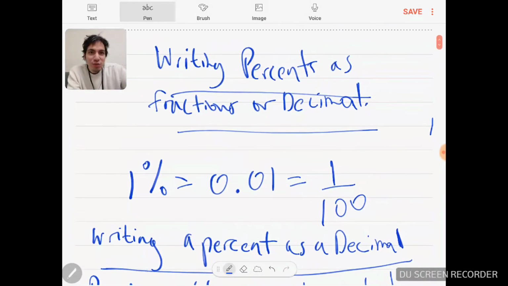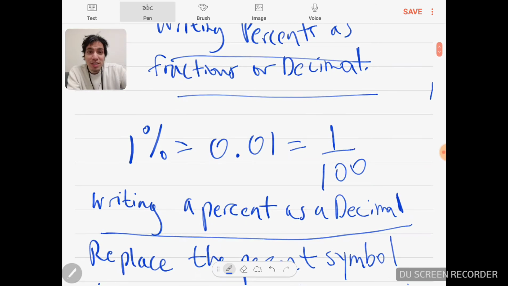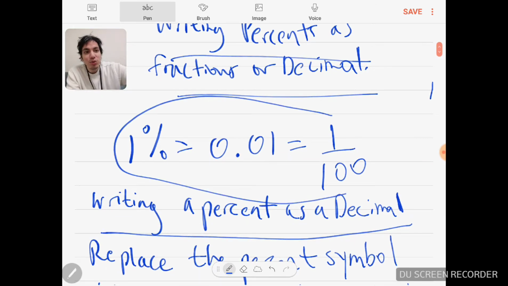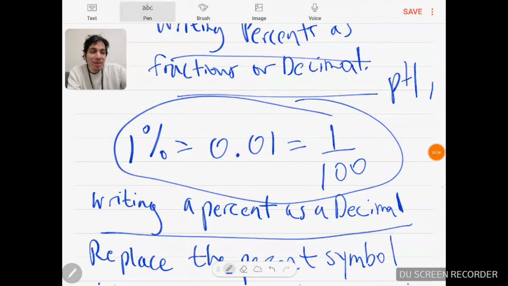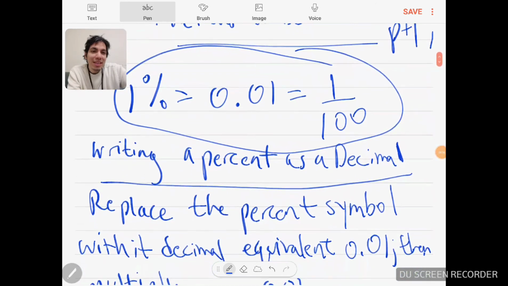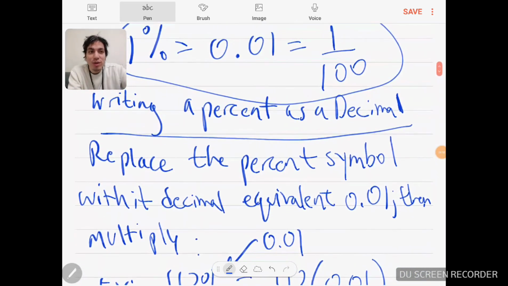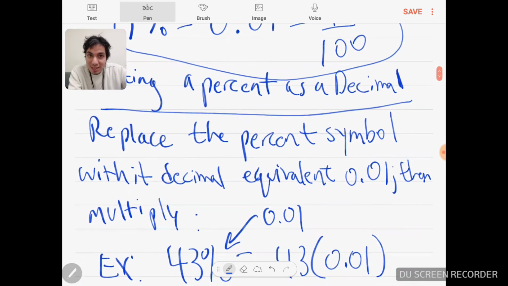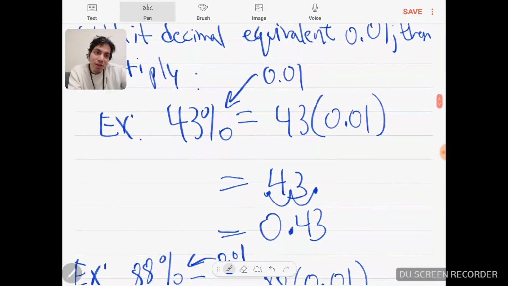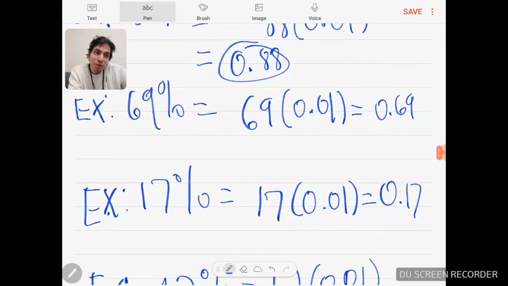Let's review real quick. Remember, the key tool is these 3 tools here. We're going to be reviewing them in each of these 4 parts. This is part 1, and you need to learn to convert to each one. This is writing a percent as a decimal, and you have all the examples that I did with you here.